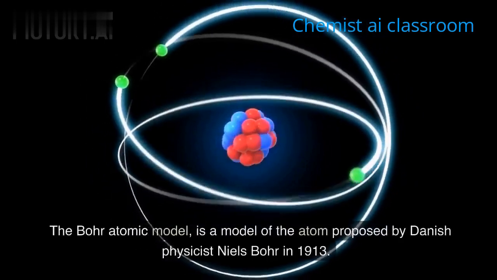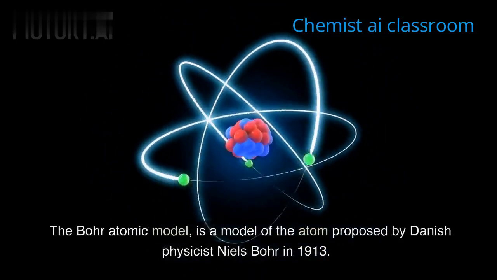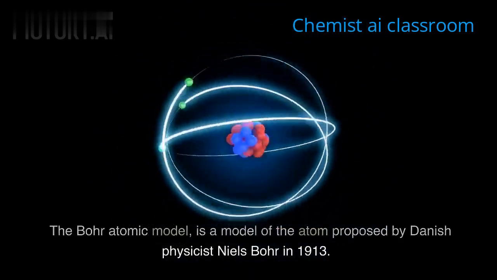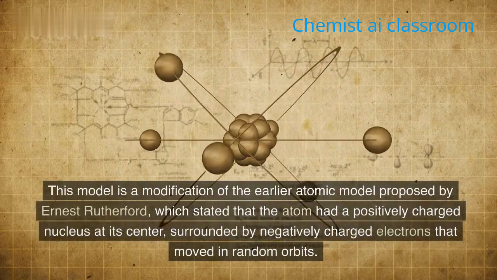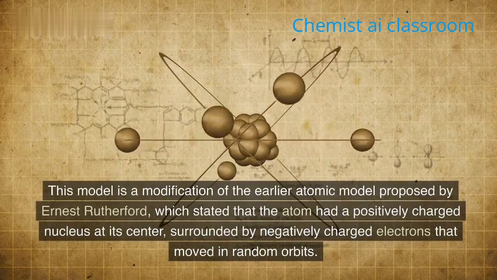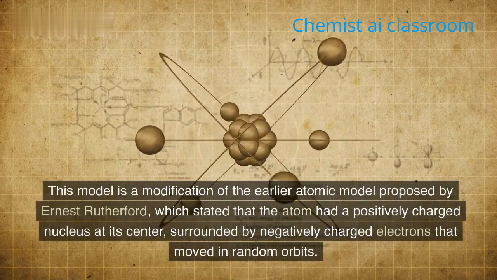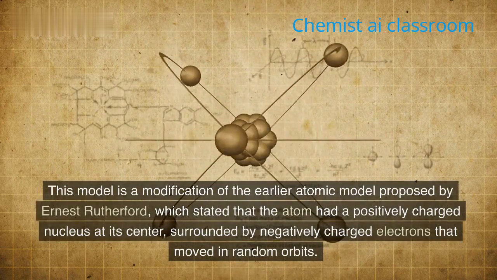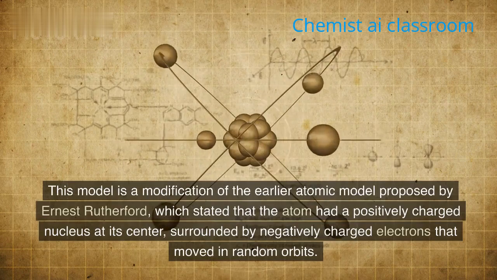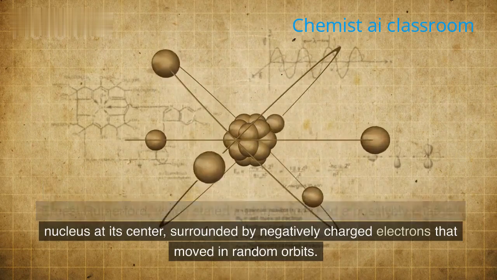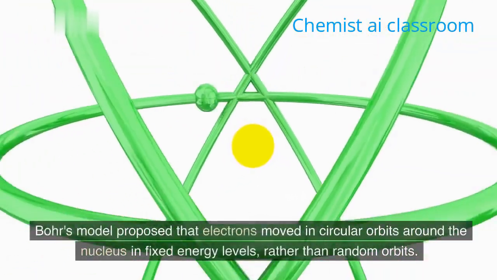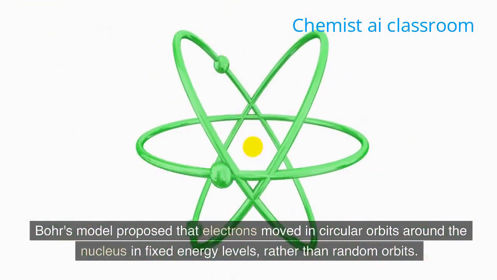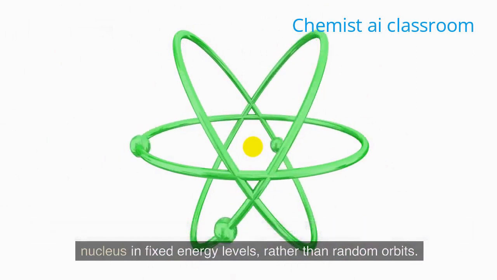The Bohr atomic model is a model of the atom proposed by Danish physicist Niels Bohr in 1913. This model is a modification of the earlier atomic model proposed by Ernest Rutherford, which stated that the atom had a positively charged nucleus at its center, surrounded by negatively charged electrons that moved in random orbits. Bohr's model proposed that electrons moved in circular orbits around the nucleus in fixed energy levels, rather than random orbits.